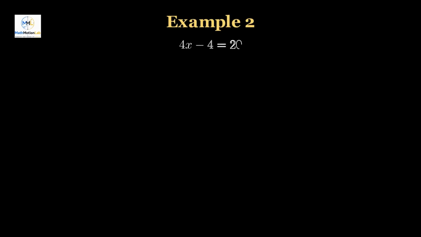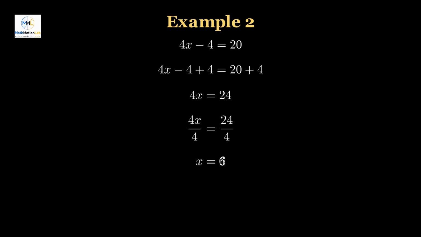Example 2. Our second example is 4x minus 4 equals 20. This time, the constant on the left side is negative 4. To eliminate a negative 4, we perform the opposite operation, which is adding 4 to both sides of the equation. After adding 4, the equation becomes 4x equals 24. Now divide both sides by 4 to isolate the variable. The solution is x equals 6.